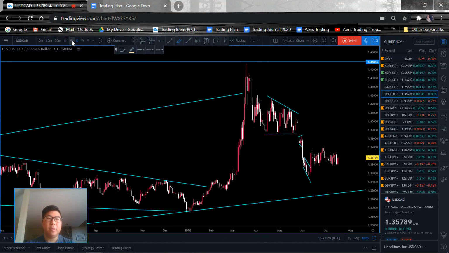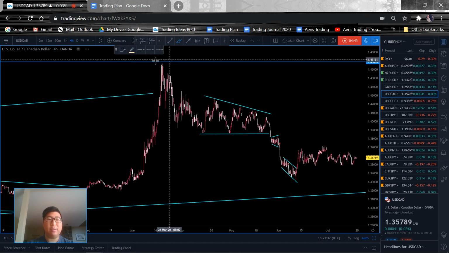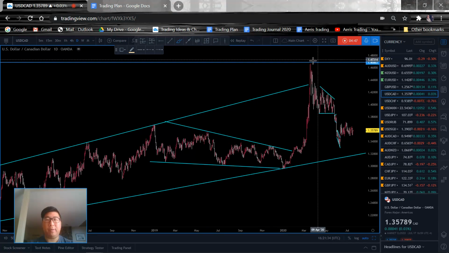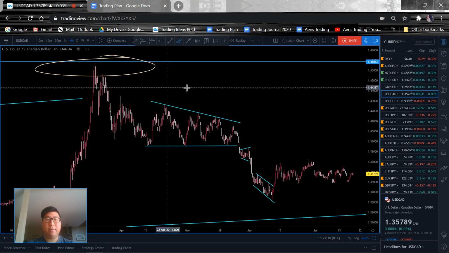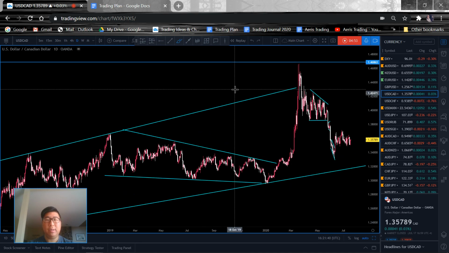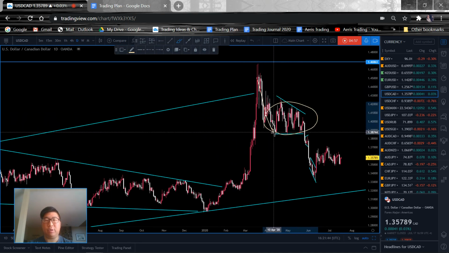Okay, so let me go down to the 4-hour chart to explain what I see here, right? So, double top on the higher time frame. Structurally, we broke down into the pattern. We do see an impulse down, okay, and then we do see a potential continuation correction.